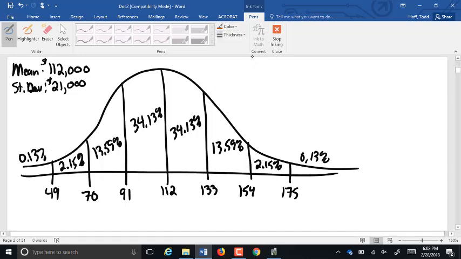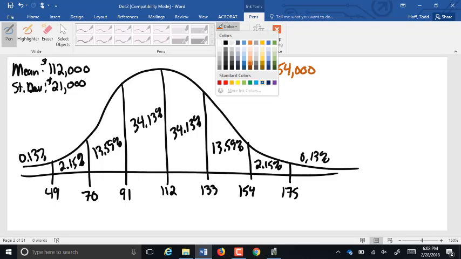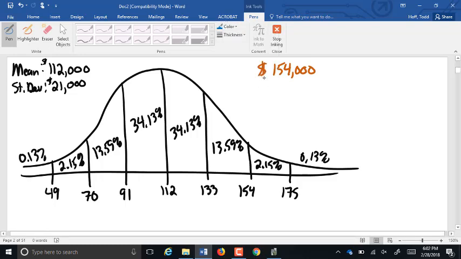You find a house that you absolutely love, priced at $154,000. Your realtor is telling you, you better put in an offer right now and maybe put in an offer above the asking price because this one's going to go fast. Well, let's look at the data here. Here's $154,000, right?